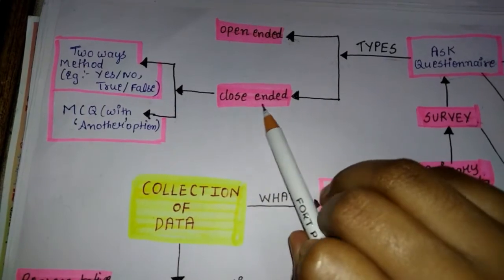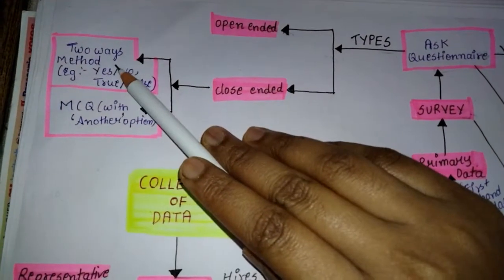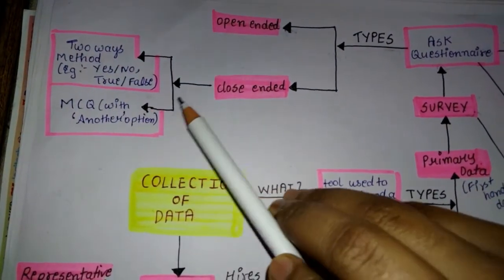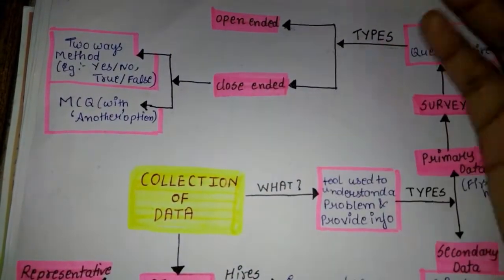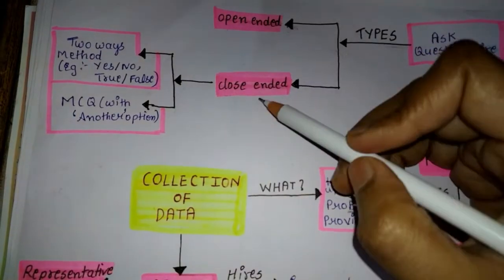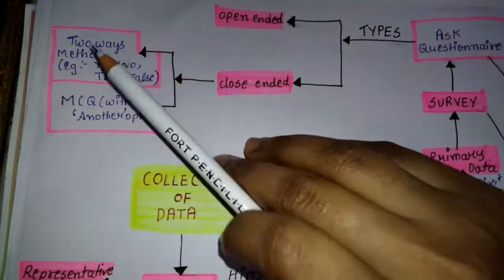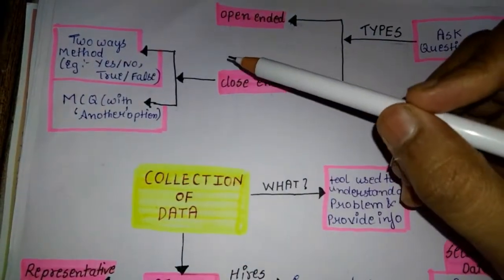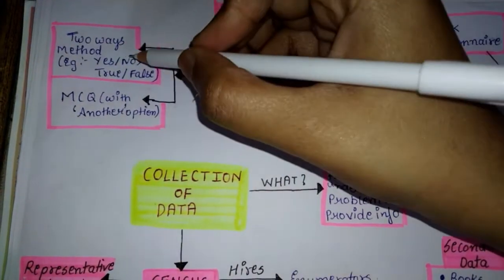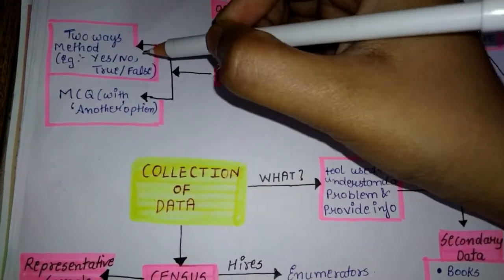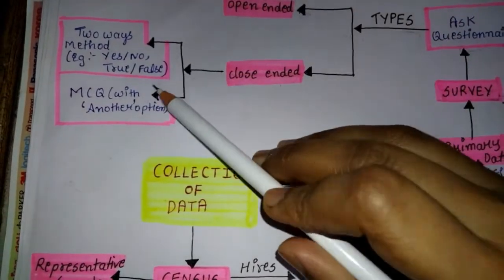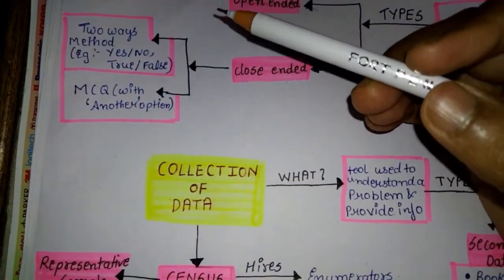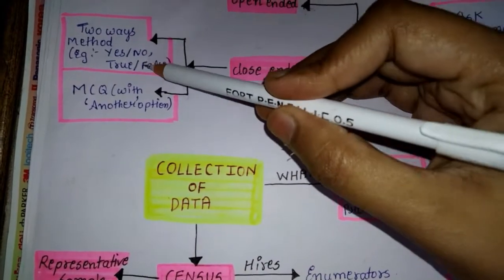And then there comes the close-ended. Close-ended means the two-way method or MCQs. The term itself says it's closed. There is a particular limit for your answer. If you ask a question which only has the answer yes or no, or true or false, as we see in our examinations or in our textbooks, these are close-ended questions.